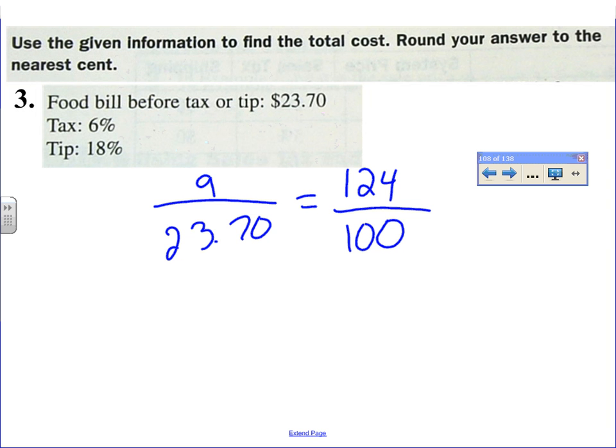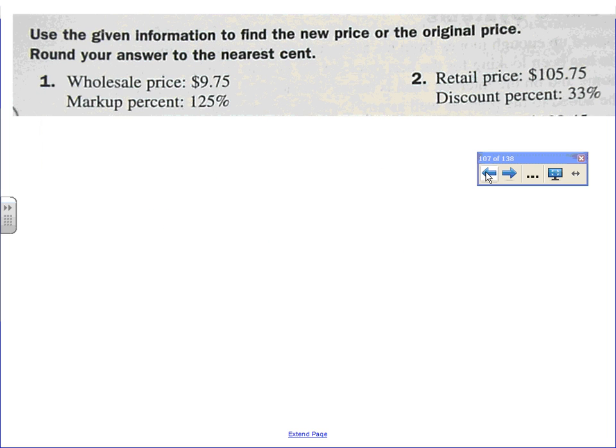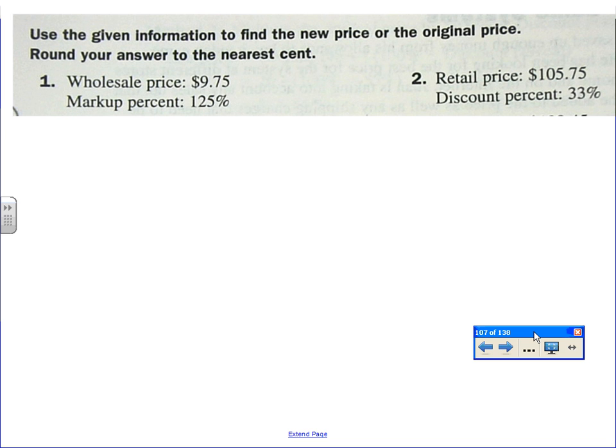For number 2, A over 105.75 equals 67 over 100. You okay? Okay, and the reason is, Nathan S., is you need to find here the new amount. You're given the retail, so technically that is the original amount in this problem. They want you to find the sale price, which is the new amount that the store is going to list something at, so you're finding the new amount. Right?